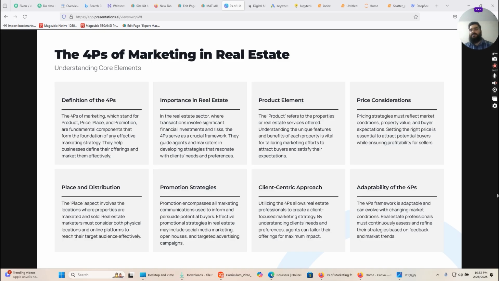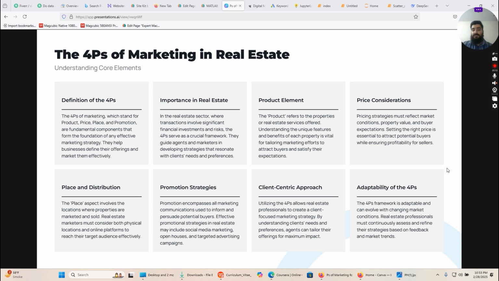So let us briefly discuss the 4 P's of marketing. The 4 P's of marketing stand for product, price, place and promotions. These are the 4 things that form the fundamental components of any effective marketing strategy. They help businesses define their offering and market it effectively. This framework will allow you to set a price or an offer for the property that you are currently selling, and it will also help you define a marketing strategy that is highly tailored to your audience.